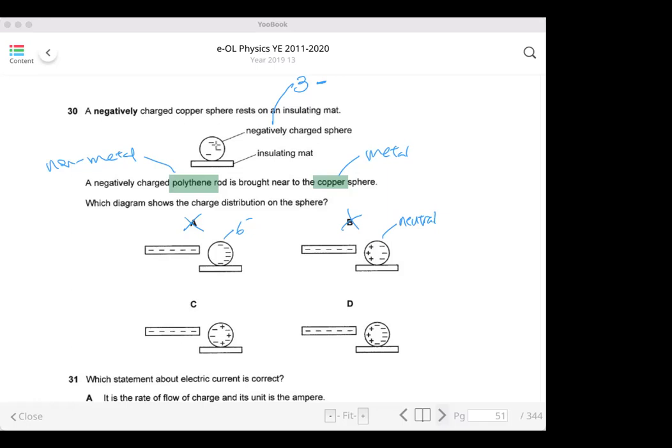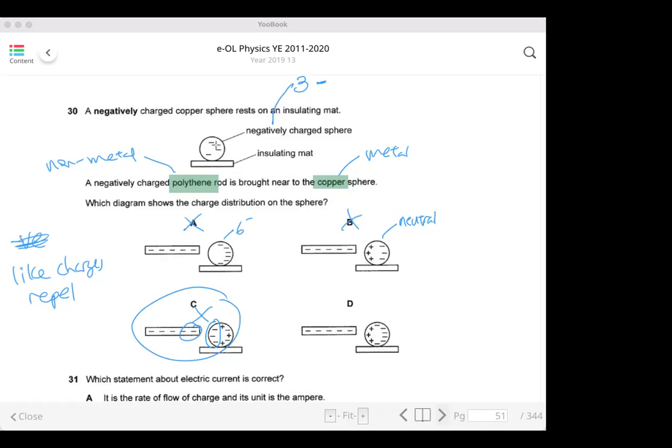Okay, Ryan, Oscar, Chelsea, well done. So definitely, you know how to do this question, right? First of all, you know that like charges repel. So C will be wrong because you will not get the like charges near each other. Clear so far? So for this type of question, your answer will be either A, B, or D.